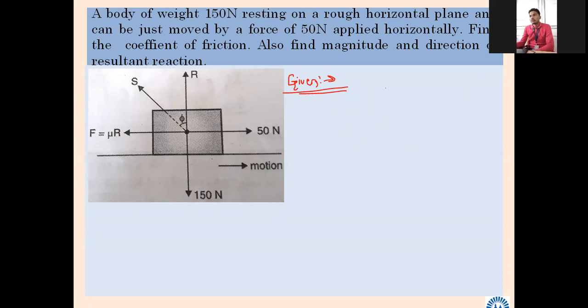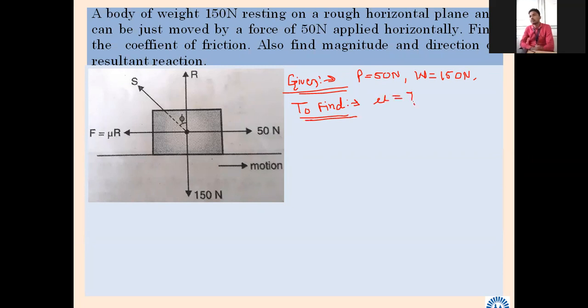P is equal to 50. W equal to 150. Again, what are we supposed to find? Magnitude and direction of the resultant reaction, and the coefficient of friction.